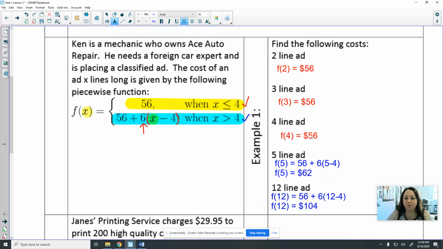And so there we have those first 3, they were 4 or less, so they were all that flat rate. The 5 and the 12-line ads were different prices because we plugged into that second piece of the function.